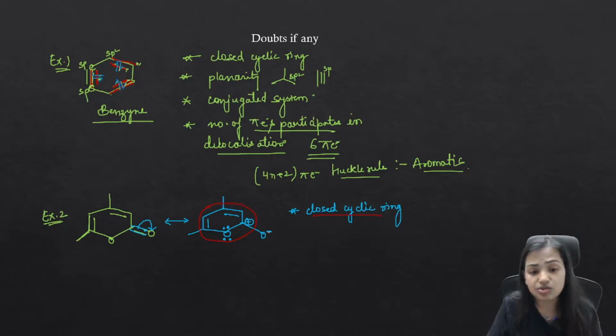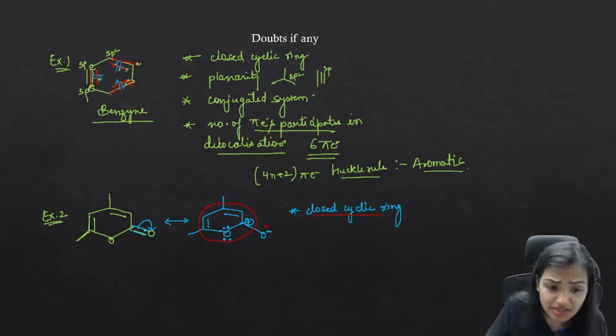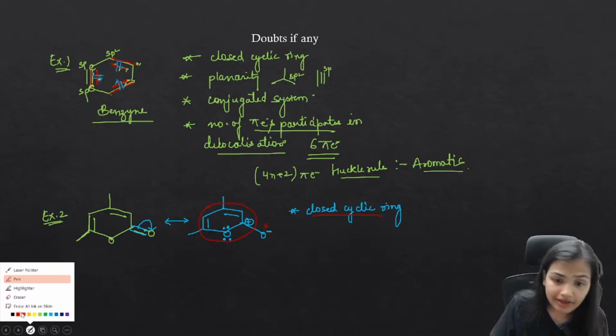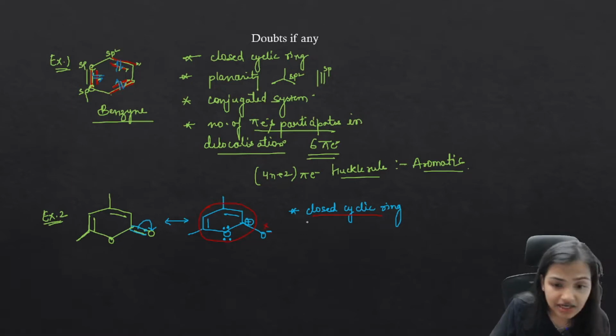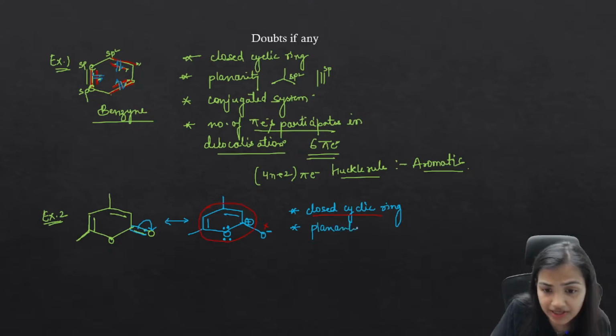Many a time students count this particular electron. Why? Is this a part of a closed cyclic ring? No. So please ignore this part. Just focus on the part which is within the ring. Now here we will start looking at, okay, is this planar? Please check its planarity. Planarity is there or not.